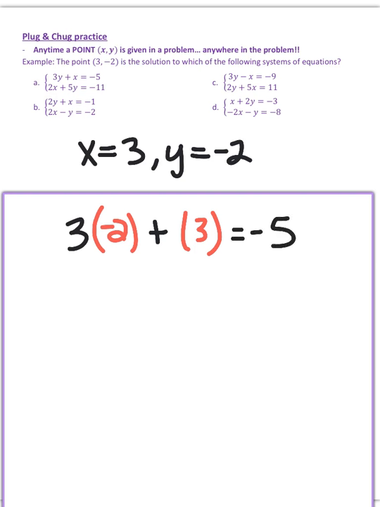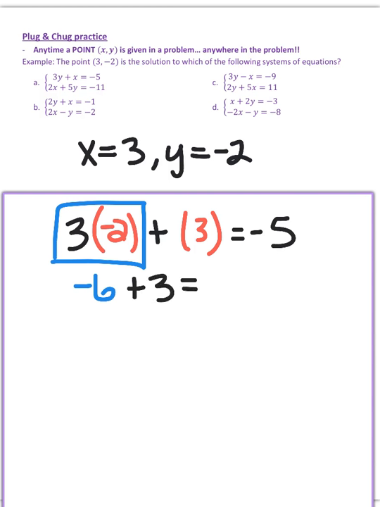So doing order of operations, I see multiplication right here. 3 times a -2 is -6. And then I have just a +3. Is that in fact equal to -5? This would be my green rules. So if you owe me $6 and you found 3, you unfortunately still owe me $3.